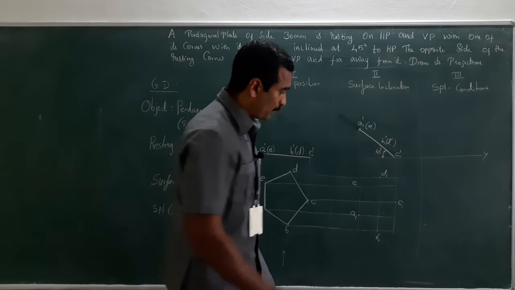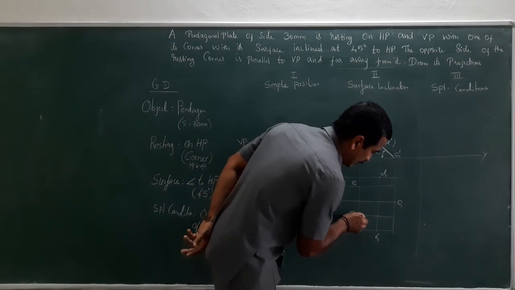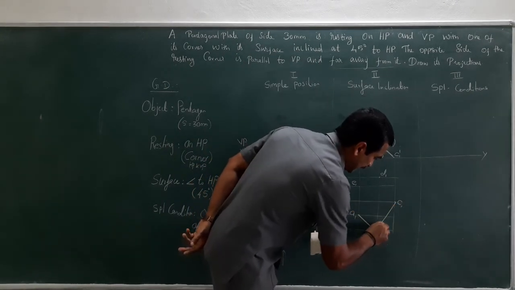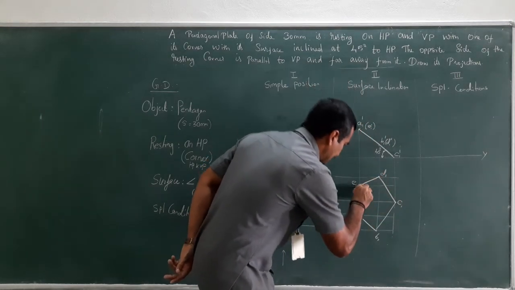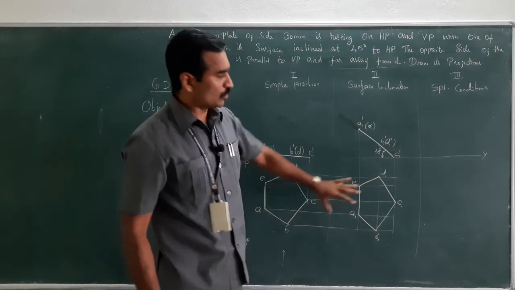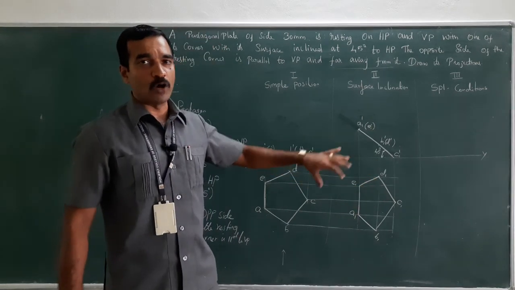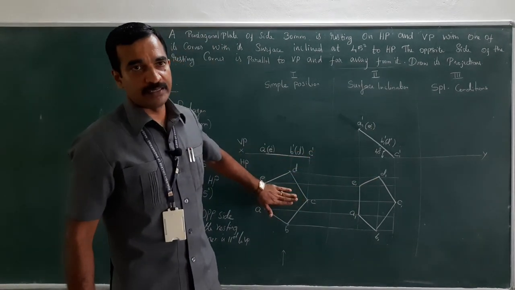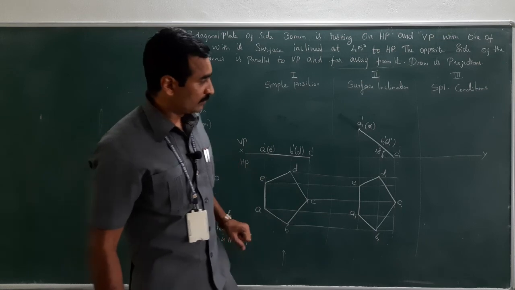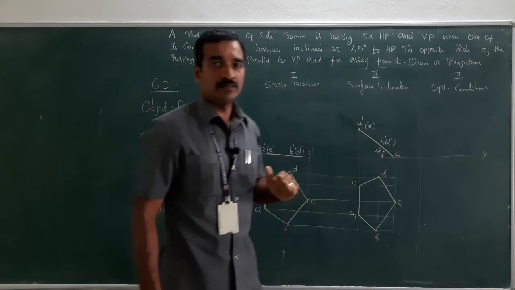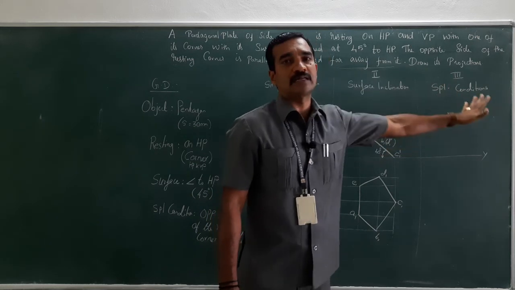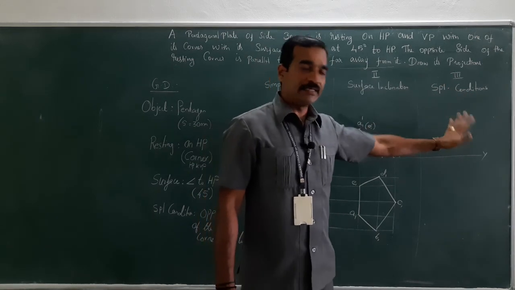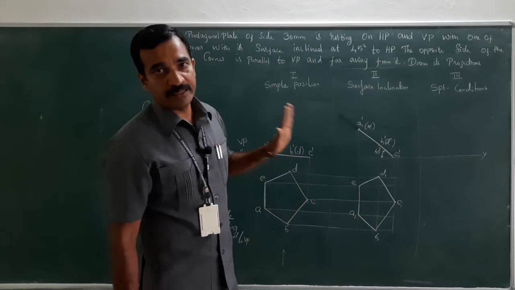Now connect all the sides by using a scale: A to B, B to C, C to D, D to E and E to A. Now you could see a skewed shape of this object, that is pentagon, right? What is next? The third stage belongs to edge inclination or special condition. Is there any edge inclination given?